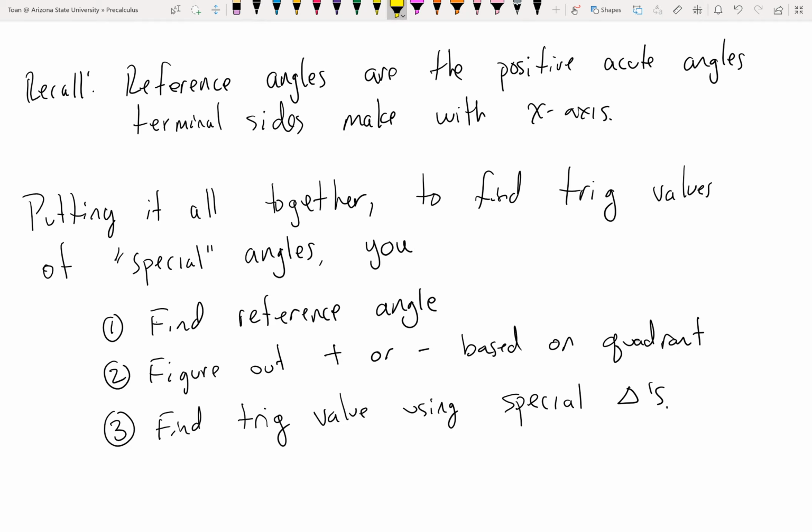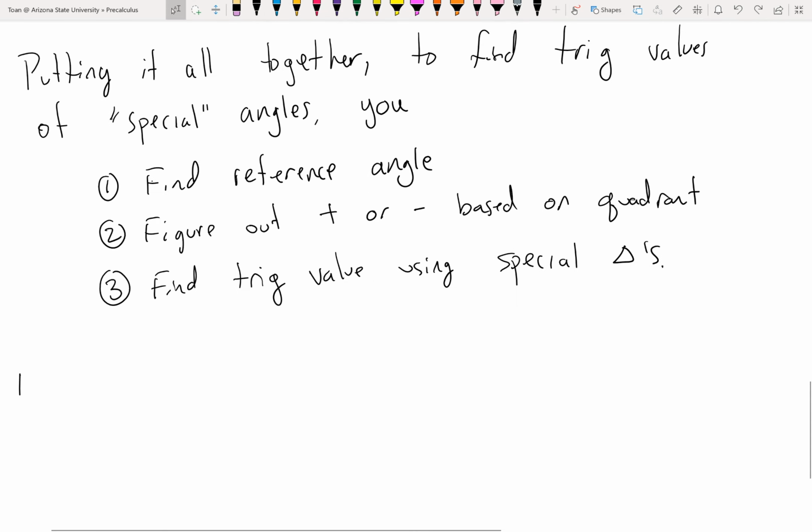I like this method better because this is the only thing that you really need to memorize. Step 1, you should be experts at. That's what we practiced yesterday, and then two days ago. And step 2, you already know the quadrant system to begin with. I think this will make a lot more sense with a handful of examples. So for example, suppose I ask you to find cosine of 150 degrees.